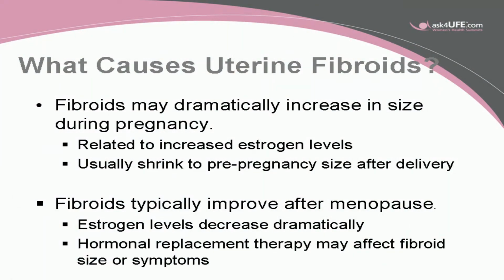What causes uterine fibroids? Again, fibroids may dramatically increase in size during pregnancy. This is because your hormones surge during pregnancy. Your estrogen and progesterone get especially elevated, and when they do, the fibroids tend to grow at an exponential rate. After pregnancy is over, the fibroids usually shrink, but they don't shrink to nothing.